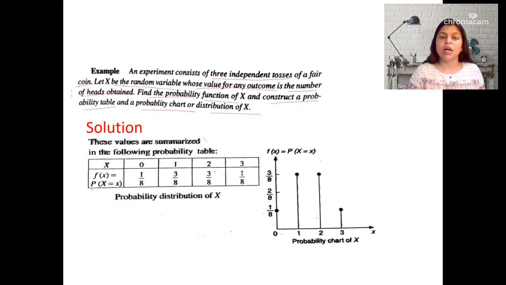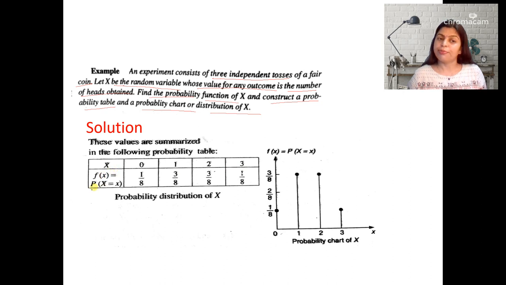First of all, you have to find out what values this x can take. In three trials, if we are tossing a coin, the maximum we can get is 3 heads, or the minimum we can have is no head. So definitely this x will take the value 0, 1 head, 2 heads, or 3 heads.